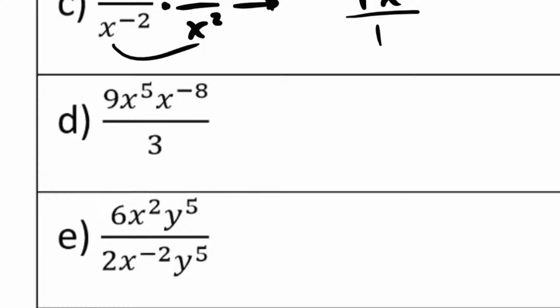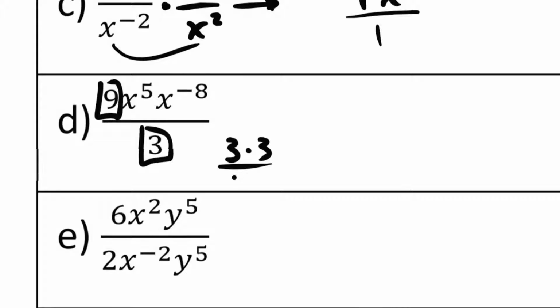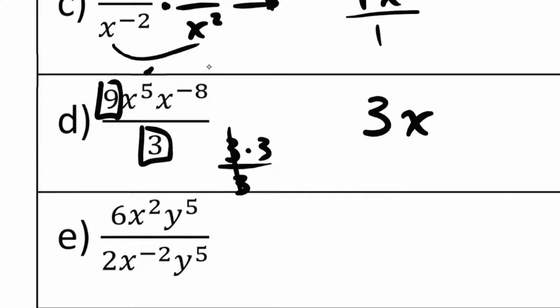And then I've got this thing. Well, 9 over 3, right? You can see there's a 9 over 3. 9 divided by 3 is 3, right? And I can think about it another way. If I've got 9, which is 3 times 3, over 3, clearly there's a common factor of 3, so that makes a giant 1. So I'm left with just a 3 on the top. So this is 3, and then x to the fifth times x to the negative eighth would be x to the negative third.